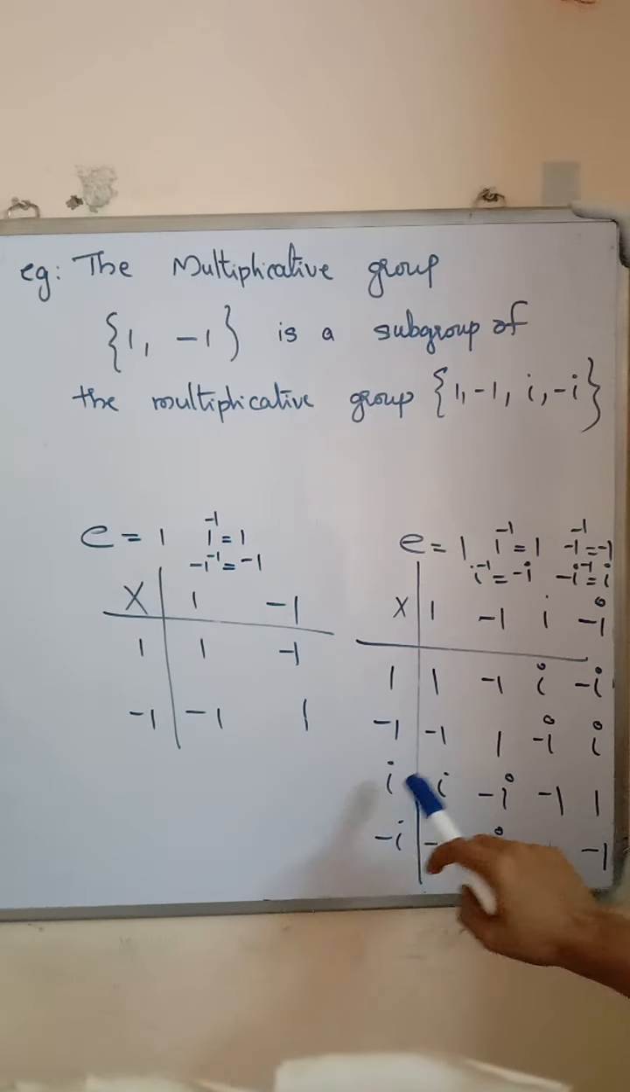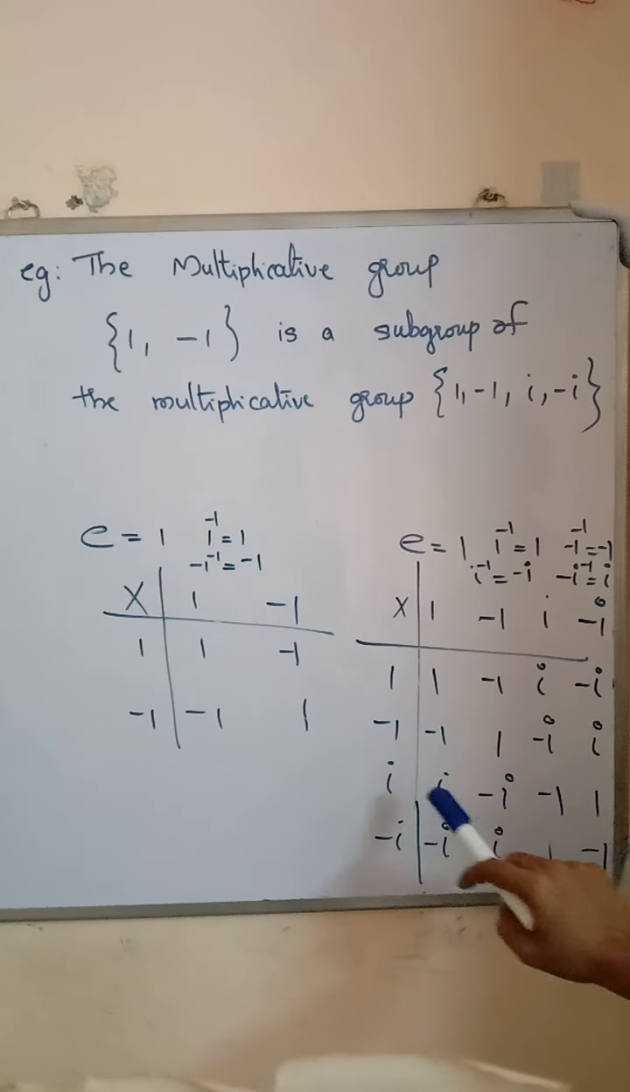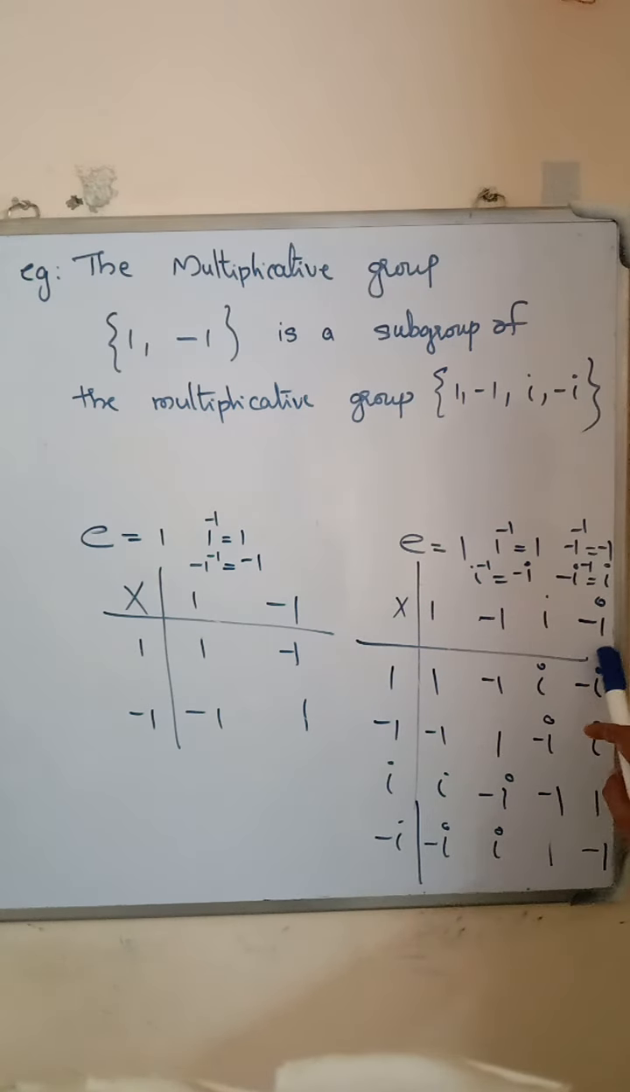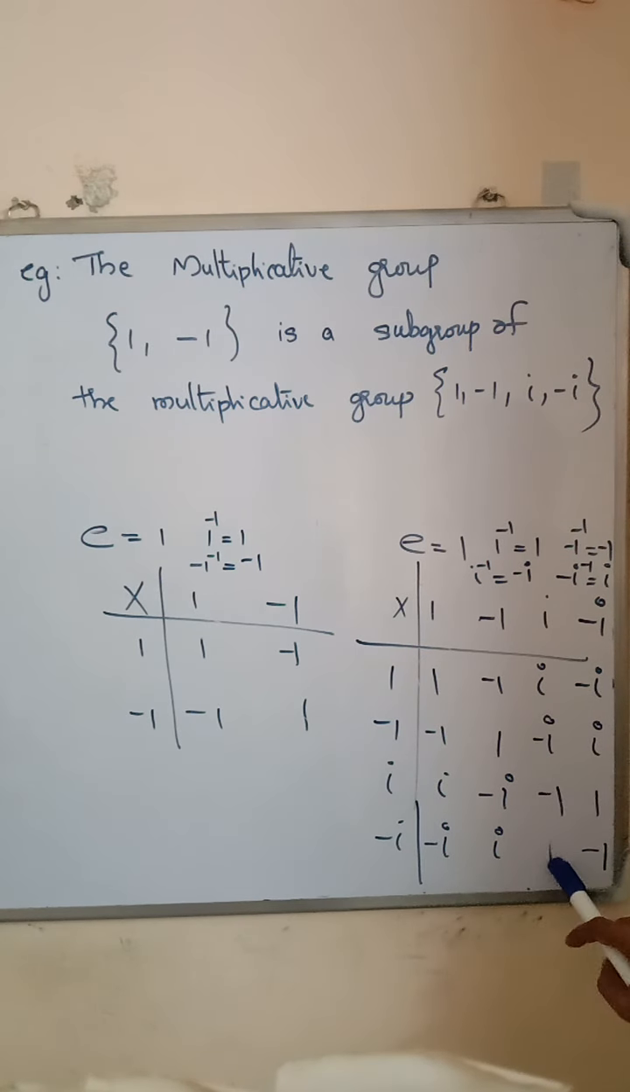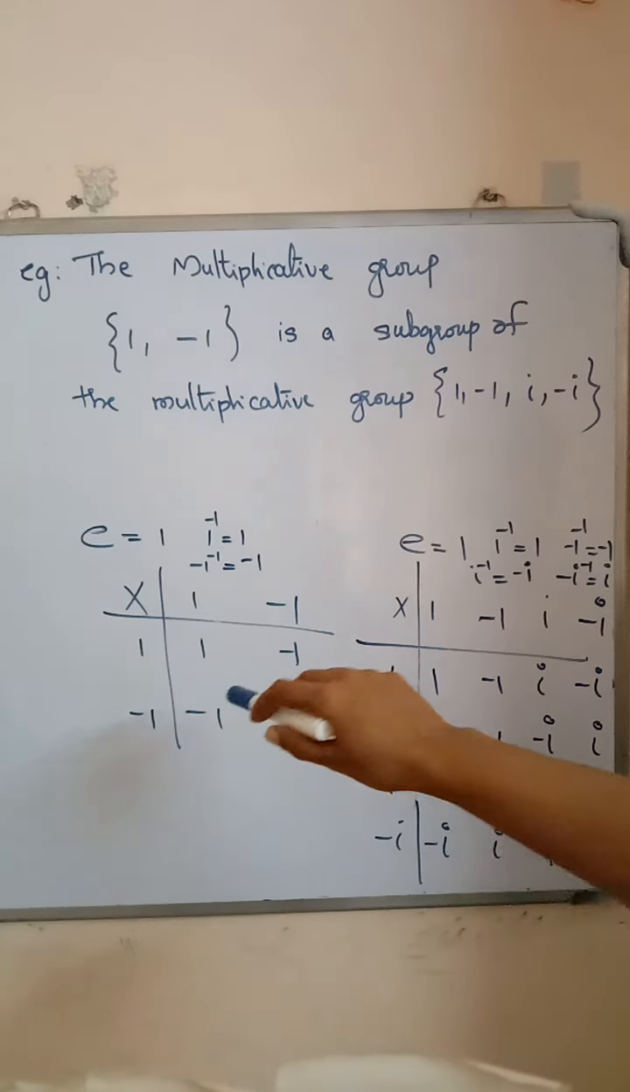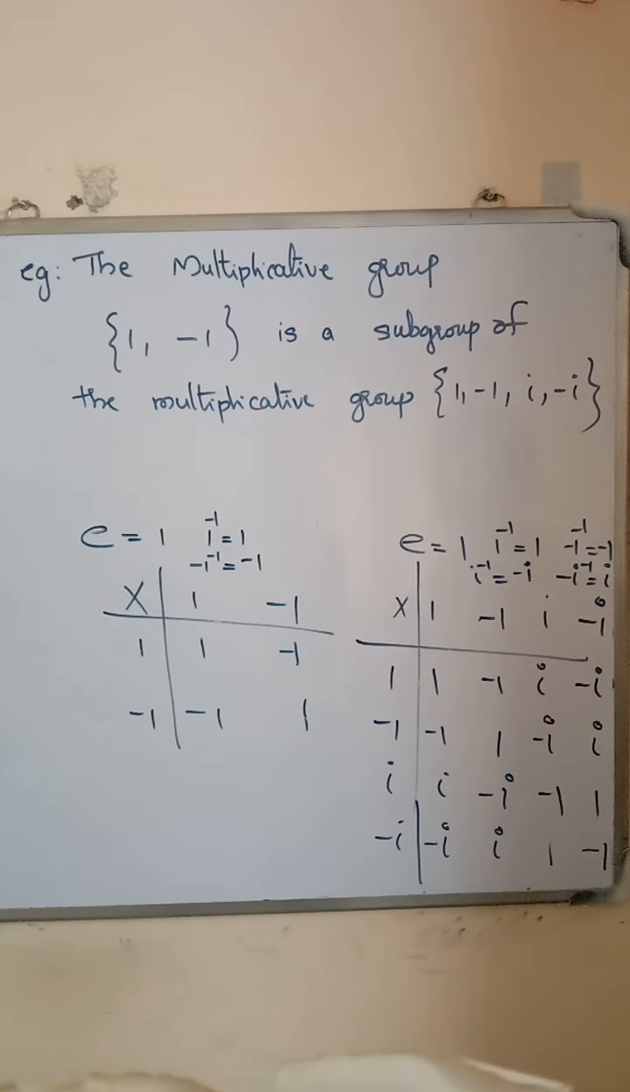I into minus I is 1. So inverse of I is minus I. And minus I into I equals 1. So inverse of minus I is I. So these two are groups, and also the first one is a subgroup of the second one. That's our example. The multiplicative group {1, -1} is a subgroup of the multiplicative group {1, -1, i, -i}.